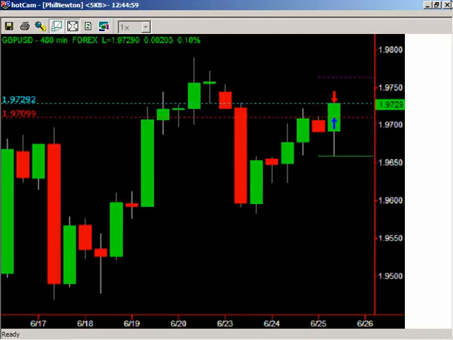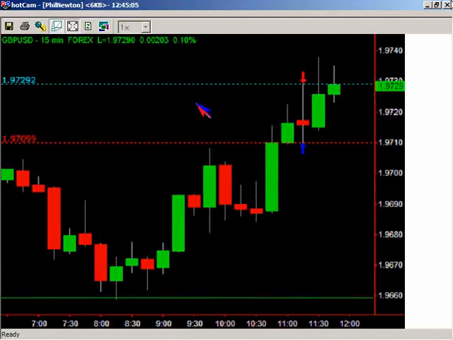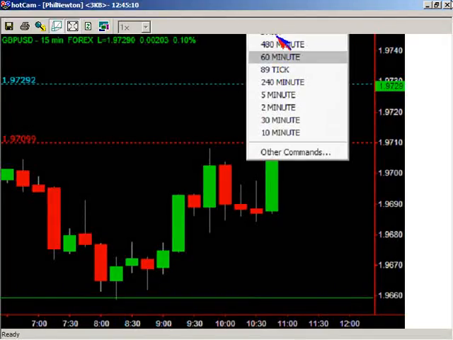Let's take a look at the 2 live trades that we went through earlier. Let's take a look at the 15-minute charts. So we were looking at pound. Any questions on the 5-minute day trader?